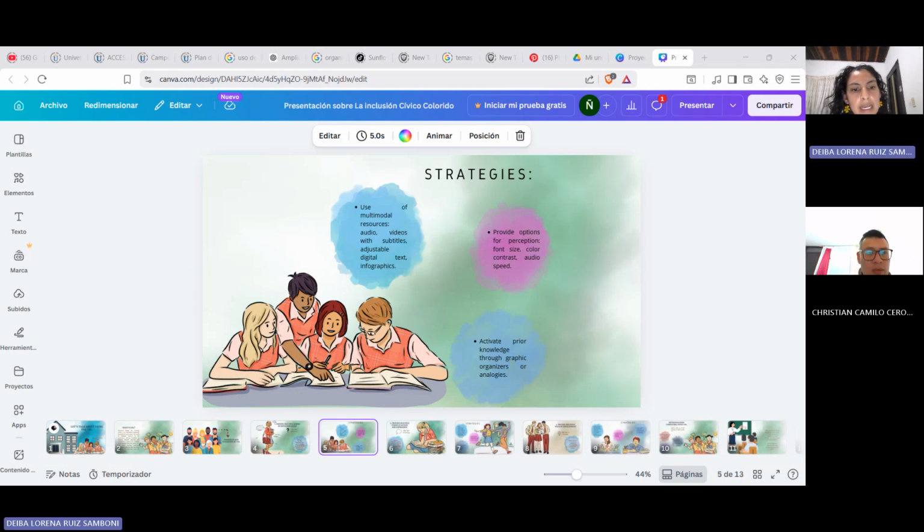UDL is grounded in neuroscience, understanding that the brain learns through different networks of neurons. That means that a single teaching method does not work for everyone. In the real world context, we see students who are distracted, others who do not understand what they are reading, or others who struggle with time in writing exams. You must respond to this diversity.